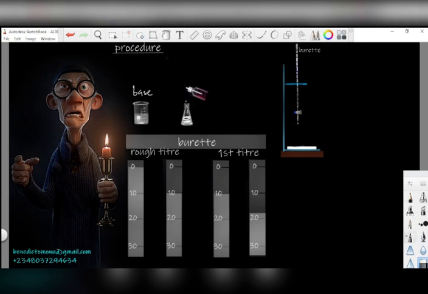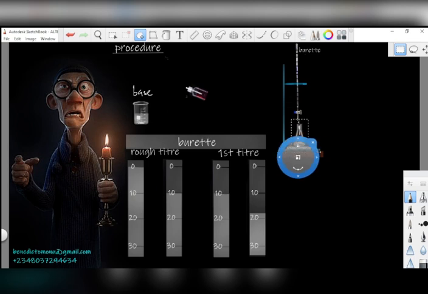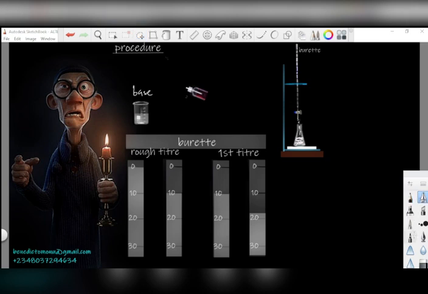I add some of this indicator to the base. There's going to be a color change. And having done it, I now take this and put it right under here for the titration. Already, my acid has been put in this burette filled to the 0 mark.